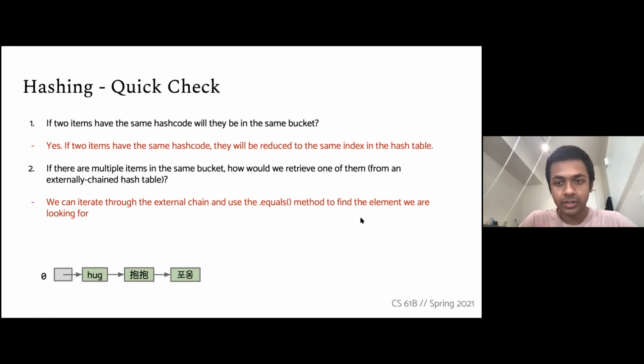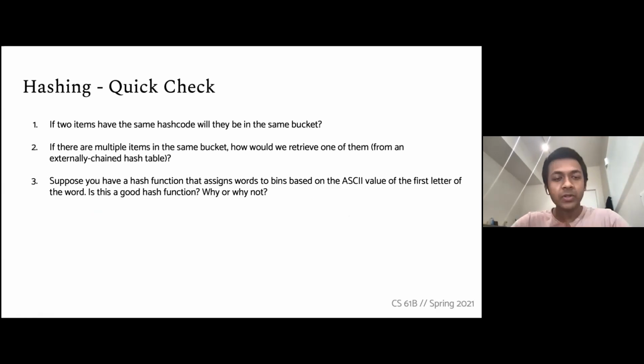So is there a question in chat? No, okay. Oh, I see answers to the third question. We haven't got there yet, guys. But the third question: suppose you have a hash function that assigns words to bins based on the ASCII value of the first letter of the word. Is this a good hash function? Why or why not? Okay, go ahead and take some time to think about that, and drop your answers in the chat.